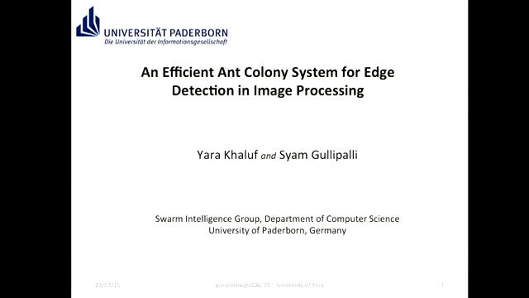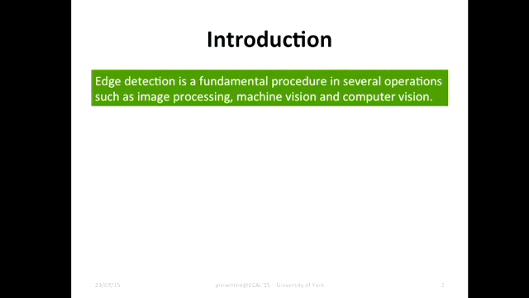Okay, good afternoon everyone and welcome to the presentation of our paper, An Efficient Ant Colony System for Edge Detection in Image Processing. So first, edge detection refers to the process of identifying points in the image where the brightness of the image changes sharply.